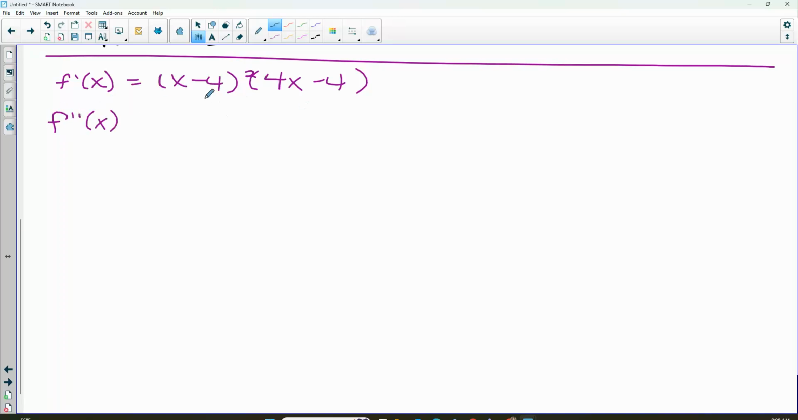So product rule: derivative of the first. Do the chain rule within there: the 2 comes down, inside stays the same, subtract 1 from the power. Derivative of the inside is just 1, so that's the derivative of the first piece, times the second one, plus the first, derivative of the second. So what's the derivative of 4x minus 4?